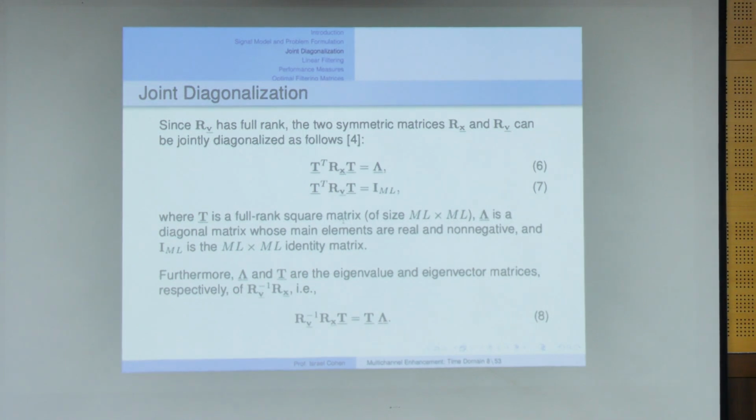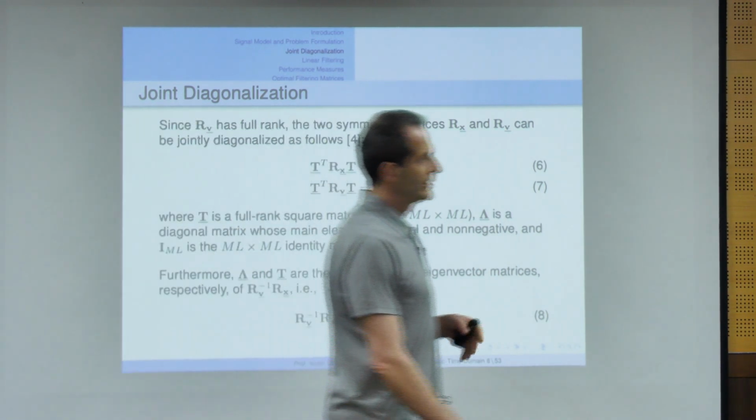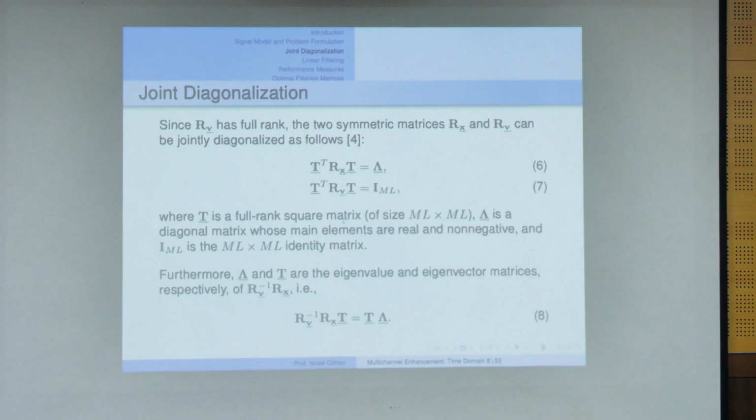Joint diagonalization. So how do we find the optimal criteria or performance measures and the optimal filter, which now is a matrix, not a vector? In the single channel it was a vector, but now, because we want to estimate more than a single sample, it becomes a matrix filter. How do we find it? So we need to define performance measures and derivations.